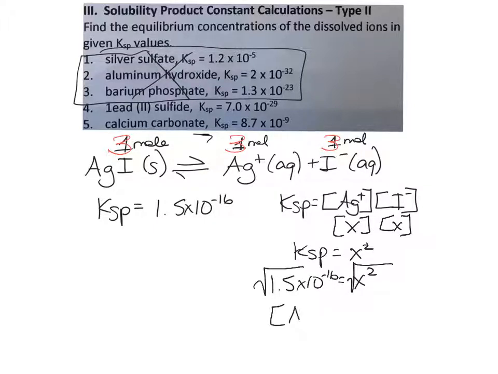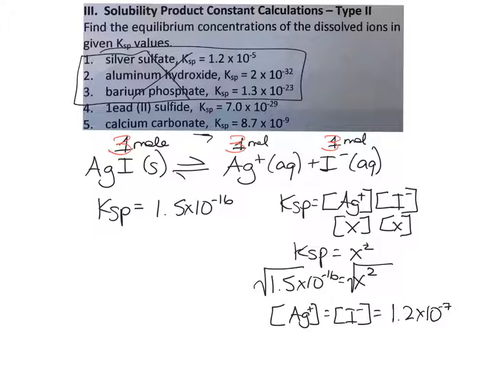So to solve for the concentration of ions at equilibrium, we can now say 1.5 times 10 to the minus 16 equals x squared. Solving for x by taking the square root of both sides, we can say now that the concentration of silver ions equals the concentration of iodide ions, which is the square root of Ksp, and we get the concentration to be 1.2 times 10 to the minus 8th moles per liter. Remember, concentration in this case is molarity, so that's the number of moles for every liter.